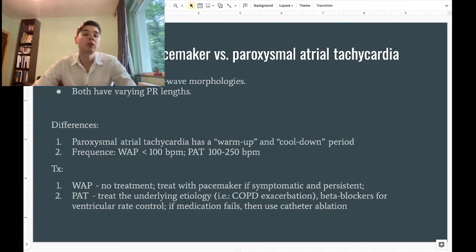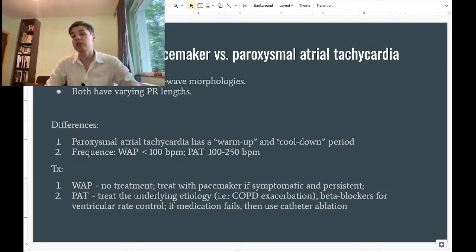Also, the paroxysmal atrial tachycardia has a warm-up and a cool-down period when the heart rate starts to accelerate, respectively to decelerate. The treatment for each condition varies. For a wandering atrial pacemaker, there is no treatment. Usually it is benign and only maybe observation. However, if the patient remains symptomatic for a long time, then a pacemaker may be warranted.